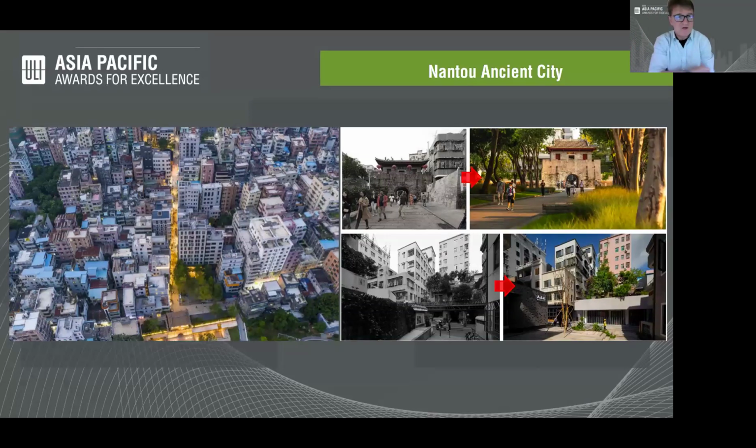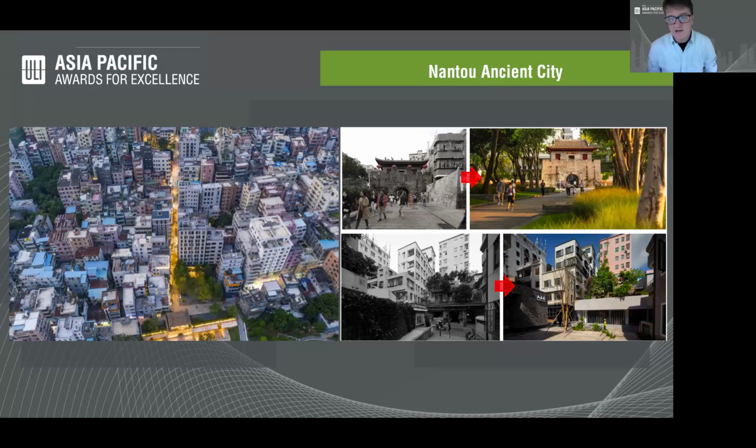It is the Nantao Ancient City. So this is an urban revitalization project on a very large scale. It takes place in Shenzhen. Shenzhen is a city just across the border, if you don't know, probably you do, from Hong Kong. Grew up very quickly since around the beginning of the 1990s.